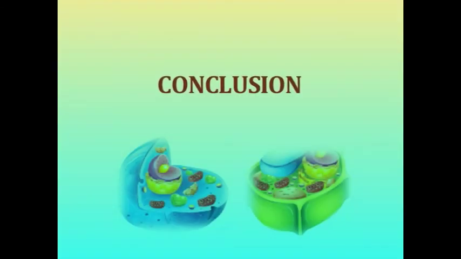Let us now see the conclusion. Both plant cells and animal cells are eukaryotic cells and they have similar organelles. However, there are a number of differences between plant and animal cells. Plant cells are generally larger than animal cells, while animal cells come in various sizes and tend to have irregular shapes. Plant cells are more similar in size and are typically rectangular or cube-shaped.